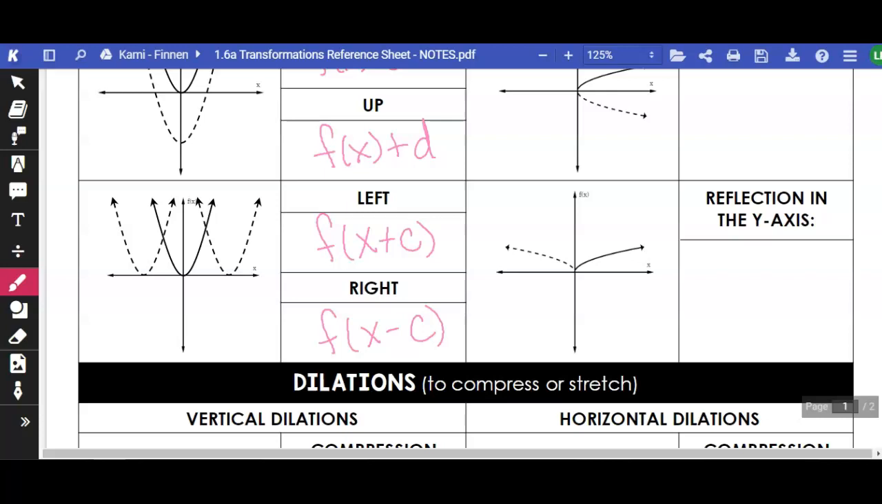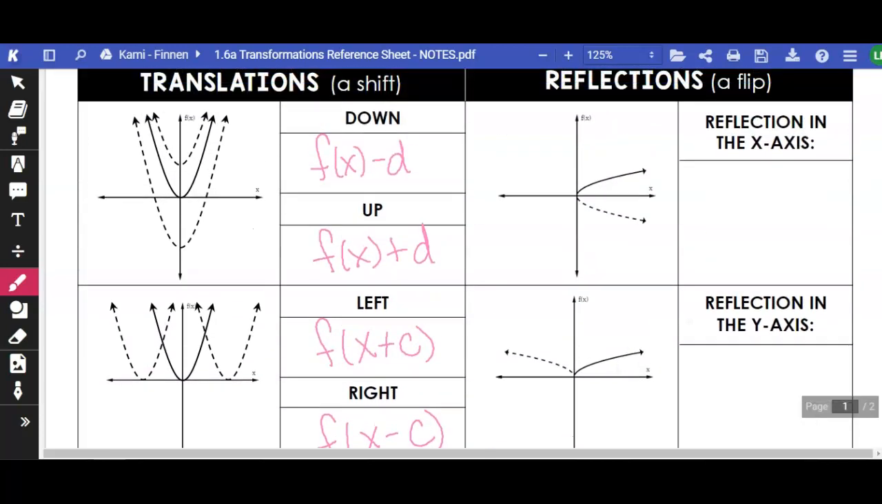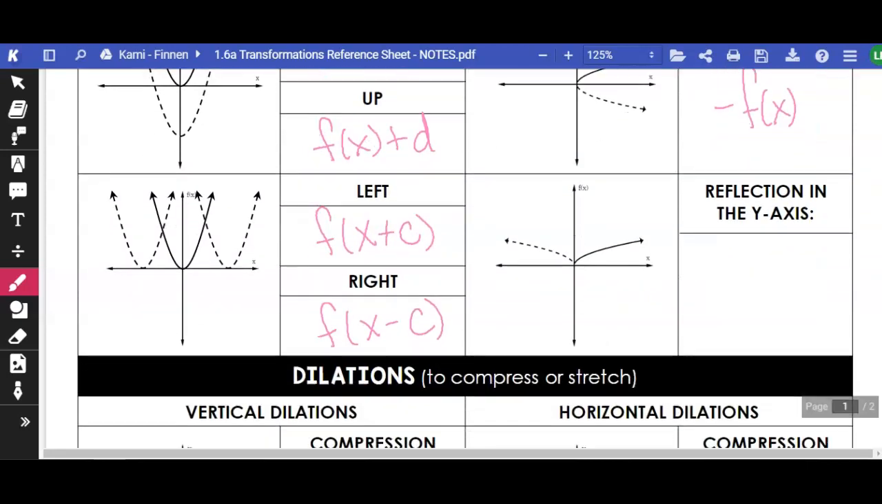Okay. When we reflect, if I'm going to reflect in the x-axis, remember what we thought about: the x value stays the same, but the y value changes sign, right? Well, the y value is f of x, so it's negative f of x. I'm changing the sign on y. When I reflect in the y-axis, I change the sign on x, so it's f of negative x.